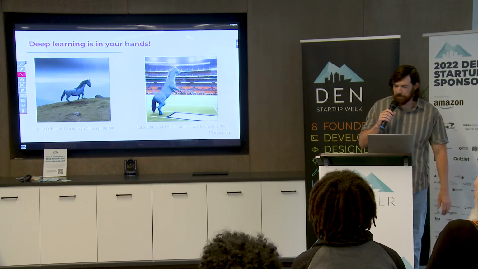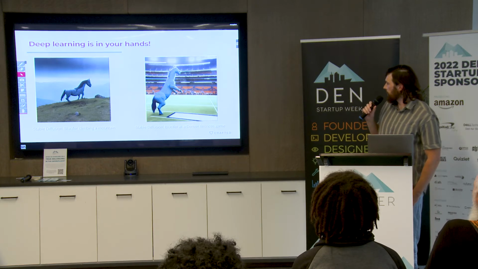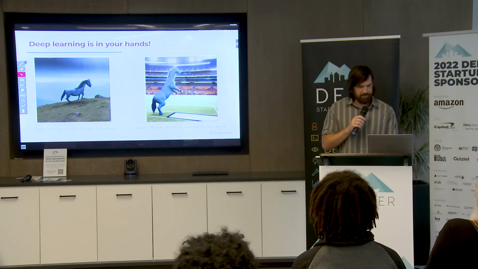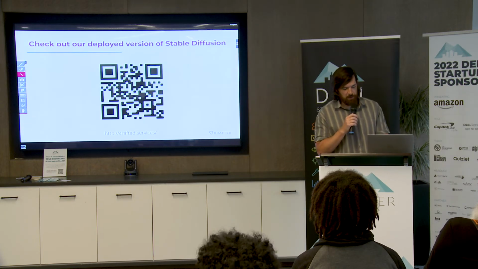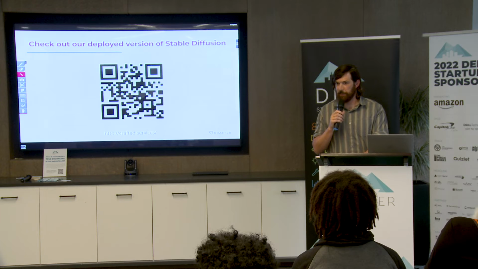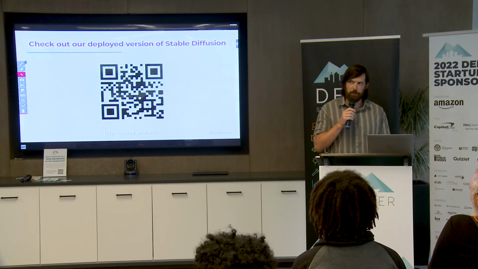Just want to show a couple Denver-related images. We got Blucifer climbing a mountain and Blucifer at a Denver Broncos game. Okay, and then you can check out this URL at some point, which is the exact app we were just showing. So that's just our locally deployed Stable Diffusion. Well, cloud deployed.